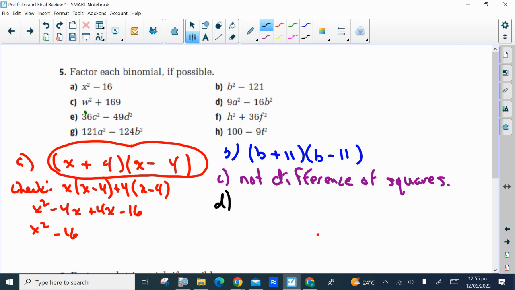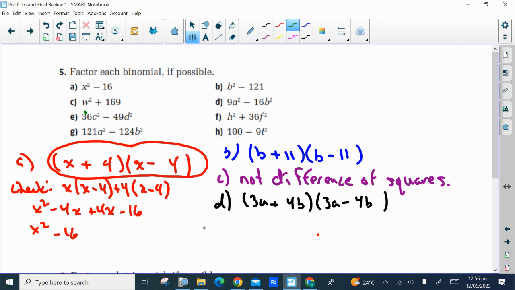Question D. Doesn't matter that you've got the 9 in front of the a squared and the 16 in front of the b squared. This is difference of squares. The square root of 9a squared is 3a. You take the square root of the 9 and the square root of the a squared. The square root of 16b squared is 4b. You take the square root of the 16 and the square root of the b squared. One's a plus, one's a minus. It's done. It's factored.